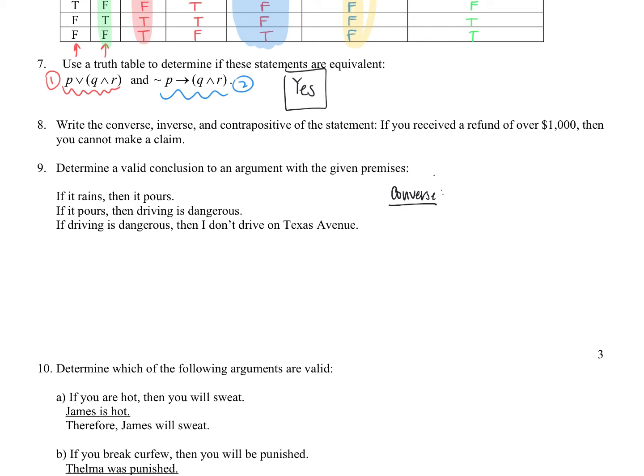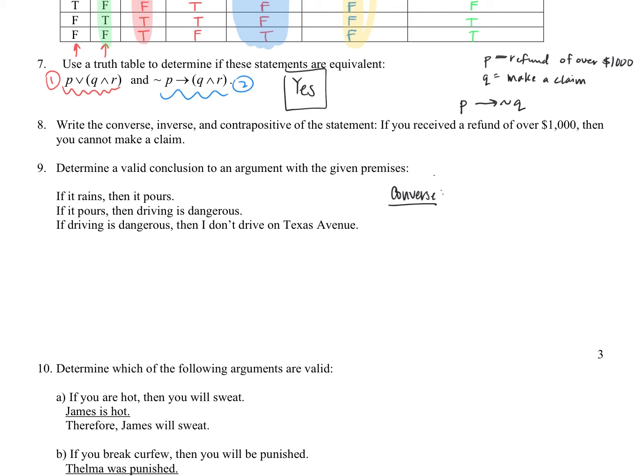Let's write what we have up here. If you receive a refund of over $1,000, so this is if P, then you cannot make a claim. If P, then not Q. We're saying P is getting a refund of over $1,000. And Q is make a claim, which is why our original is not Q, because it says you cannot make a claim.